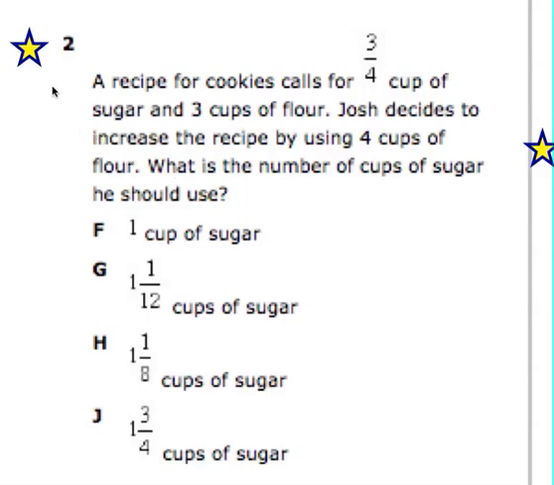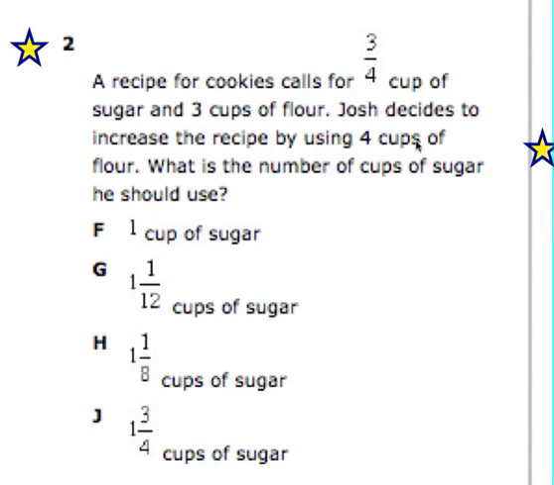We're going to start with question 2. Like I said the last time, we're not going to do every problem. This one says a recipe for cookies is 3/4 of a cup of sugar and 3 cups of flour. It says Josh decides to increase the recipe by using 4 cups of flour. What is the cups of sugar he should use?